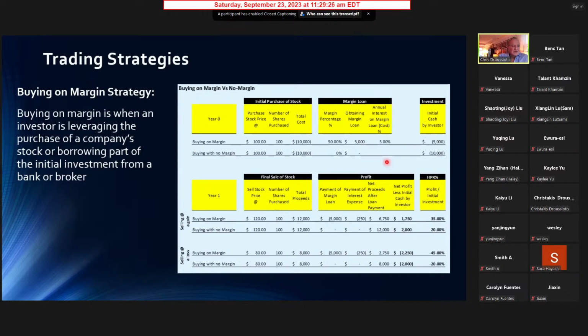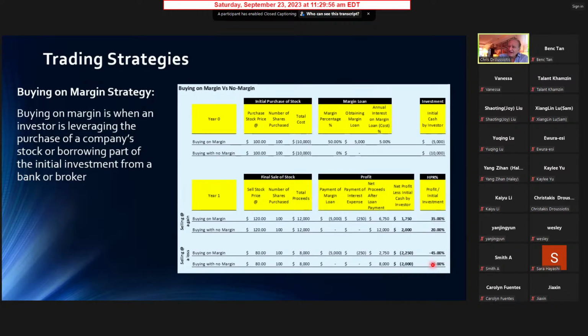Now, if the stock goes down and you have to sell it, that's different, right? So if the stock goes down to 80, let's look at the no margin case first. Well, you get $8,000. Since you paid 10,000 minus 8,000, you lost $2,000. So you lost 20% of your money, basically. 2,000 out of 10,000, you lost 20%.